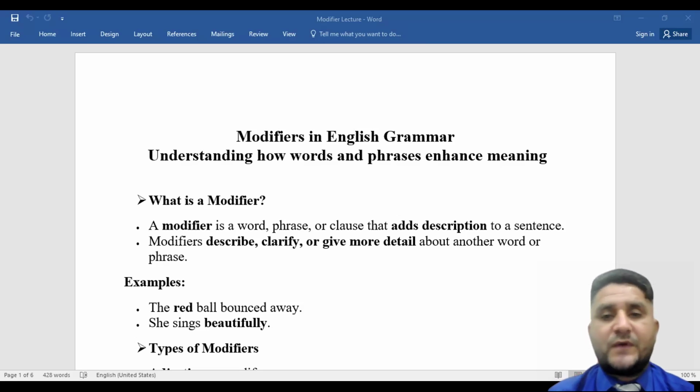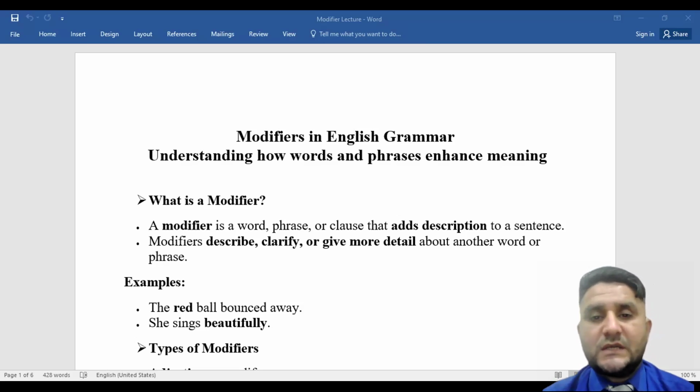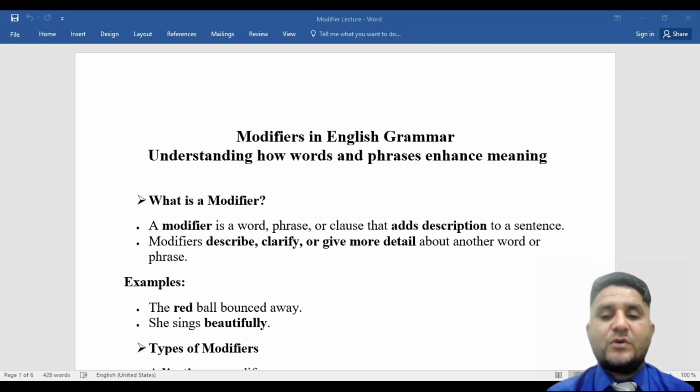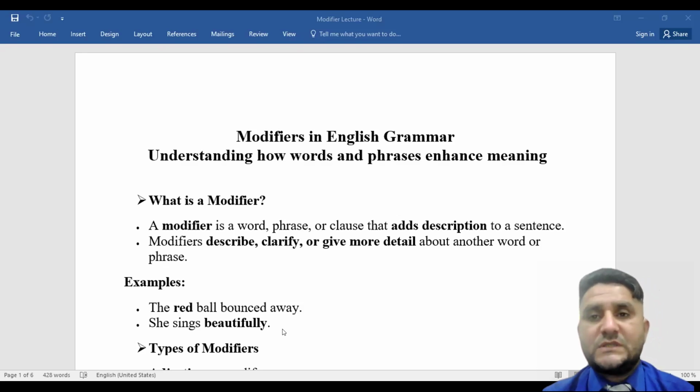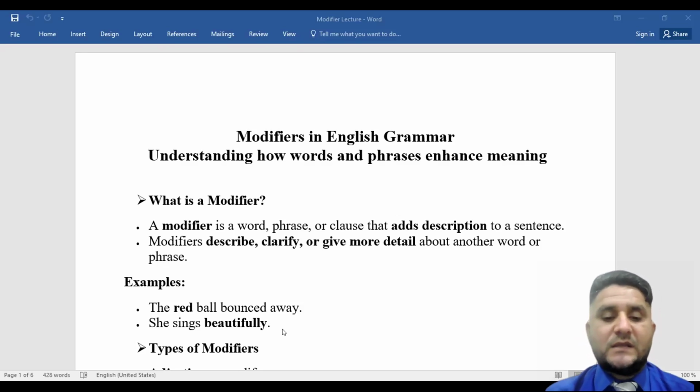First of all, a modifier refers to a word, phrase, or clause that adds description to a sentence. Modifiers usually describe, clarify, or give more details about another word or phrase. Further examples must be understood: the red ball bounced away, and she sings beautifully. In these two examples, the bold words red and beautifully are modifiers.